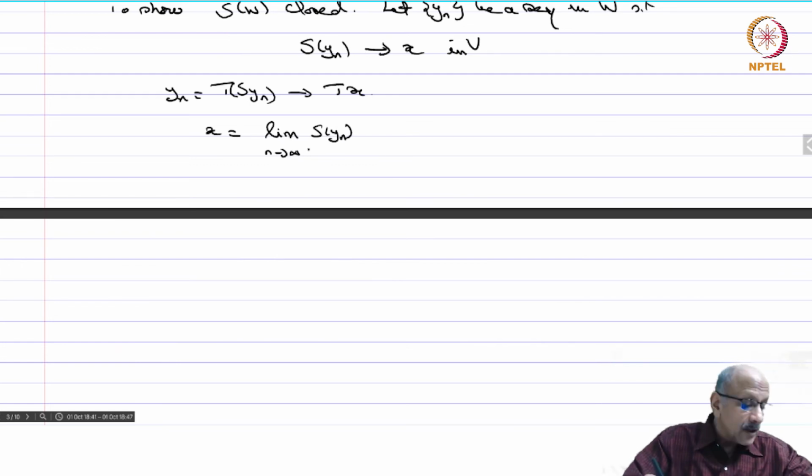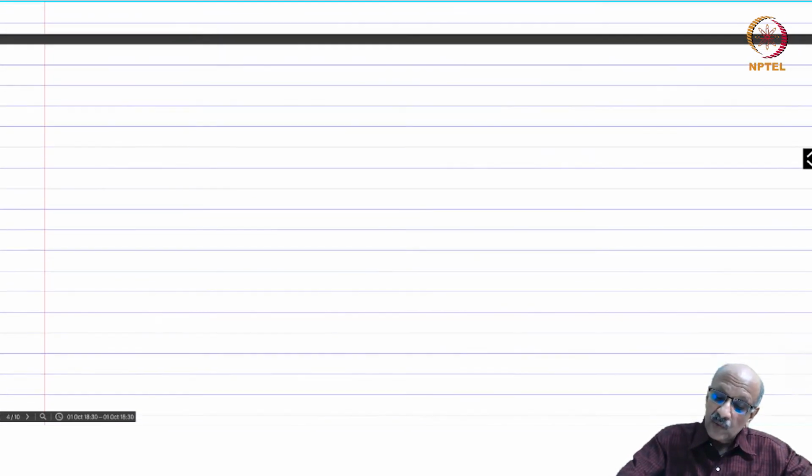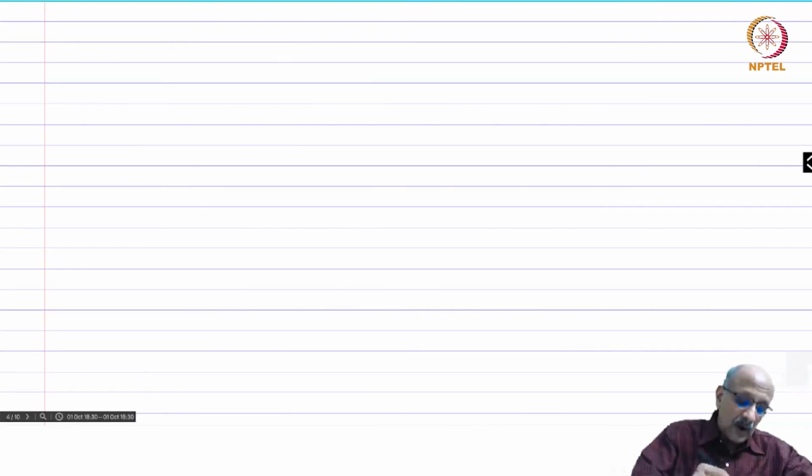But Yn goes to T of X, so S of Yn goes to S of T of X, and therefore X equals S of T of X, and that belongs to S of W. So S of W is closed. Okay, so this shows that S of W is closed and it is a complement algebraically, and therefore it is a topological complement as well. So the kernel is indeed complemented.